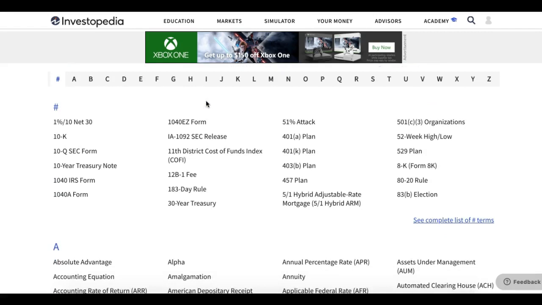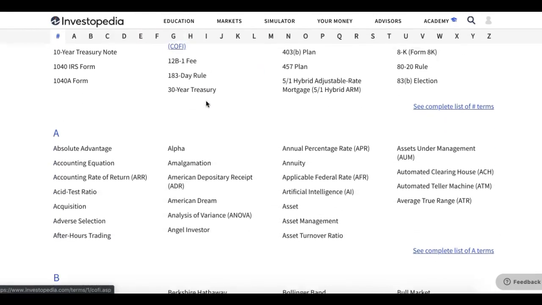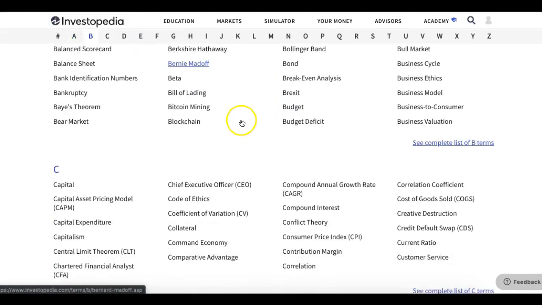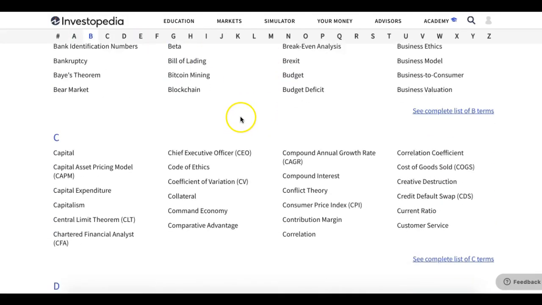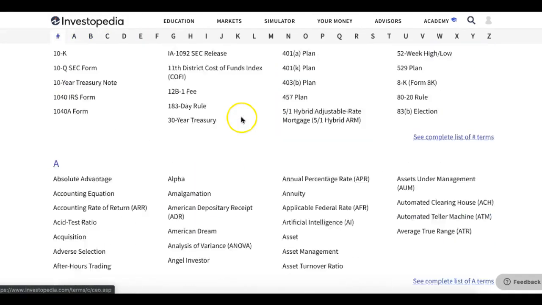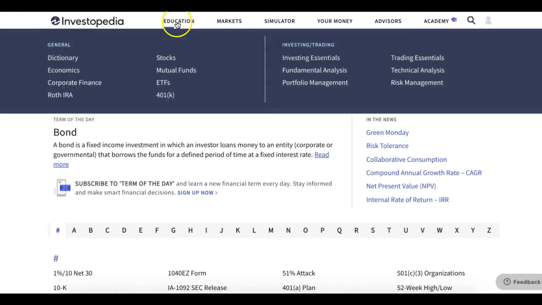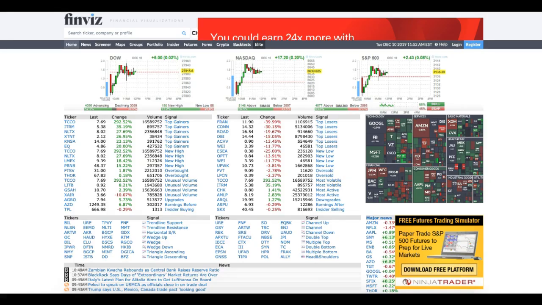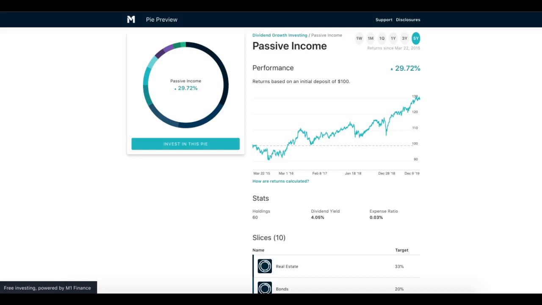But it all started for me here. Personally, I got in here and started learning about what things are. So I would highly recommend you start your journey here as well: go to investopedia.com and go to education, and you're not going to regret this. Okay, so let's get out of that and get into this portfolio right here.